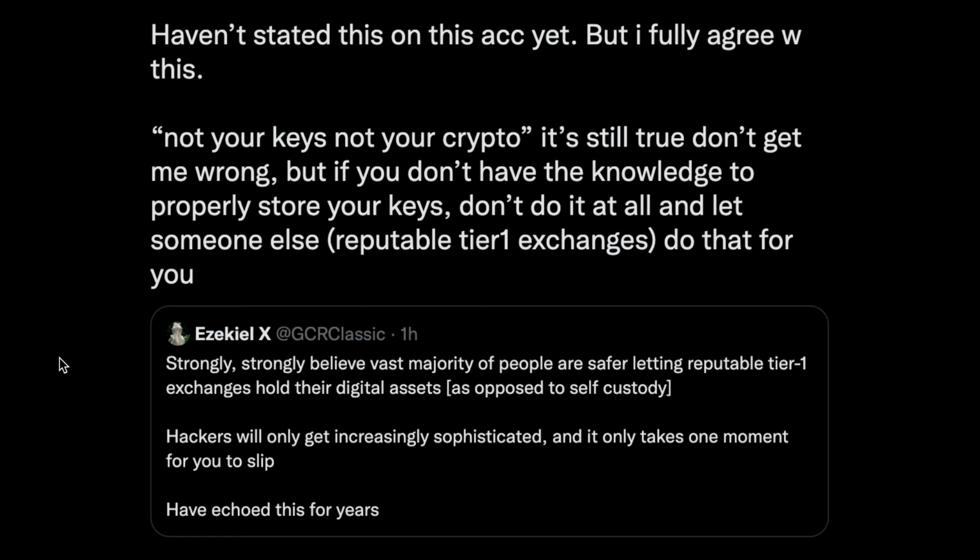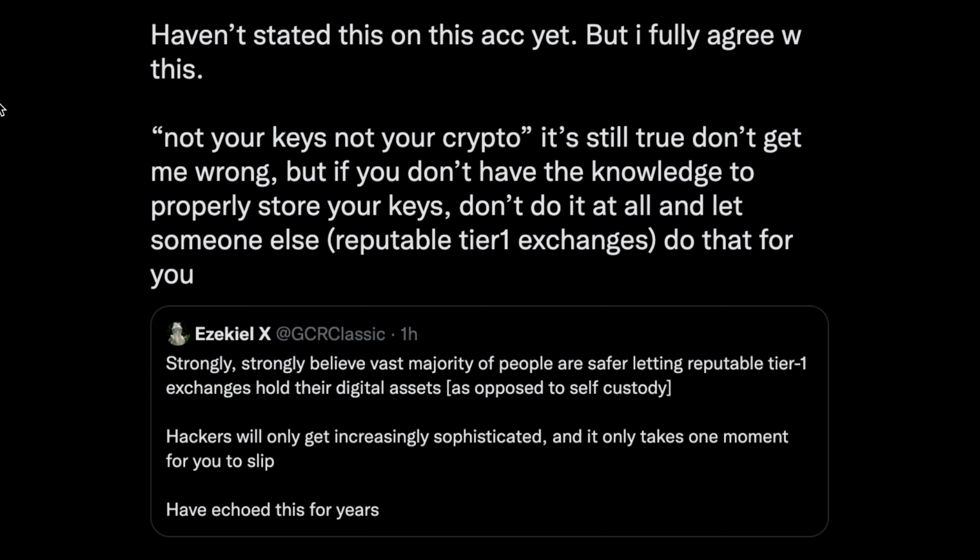What Ezekiel is telling us on Twitter is that he strongly believes the vast majority of people are safer letting reputable tier 1 exchanges like Binance hold their digital assets. Hackers will only get increasingly sophisticated, and it only takes one moment of sleeping and making a mistake to lose your bitcoins or your crypto. When you own your crypto on your own wallet, as we said, there is no customer support, so you're responsible for what happens to it.